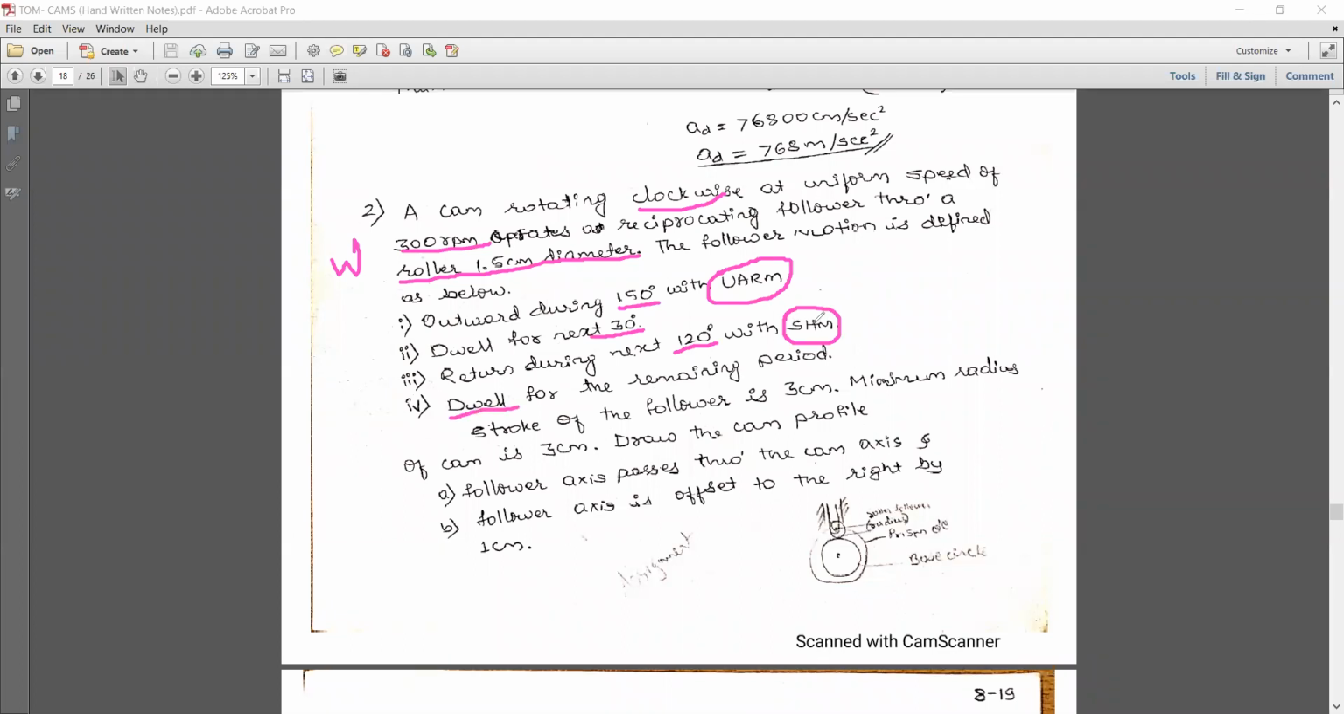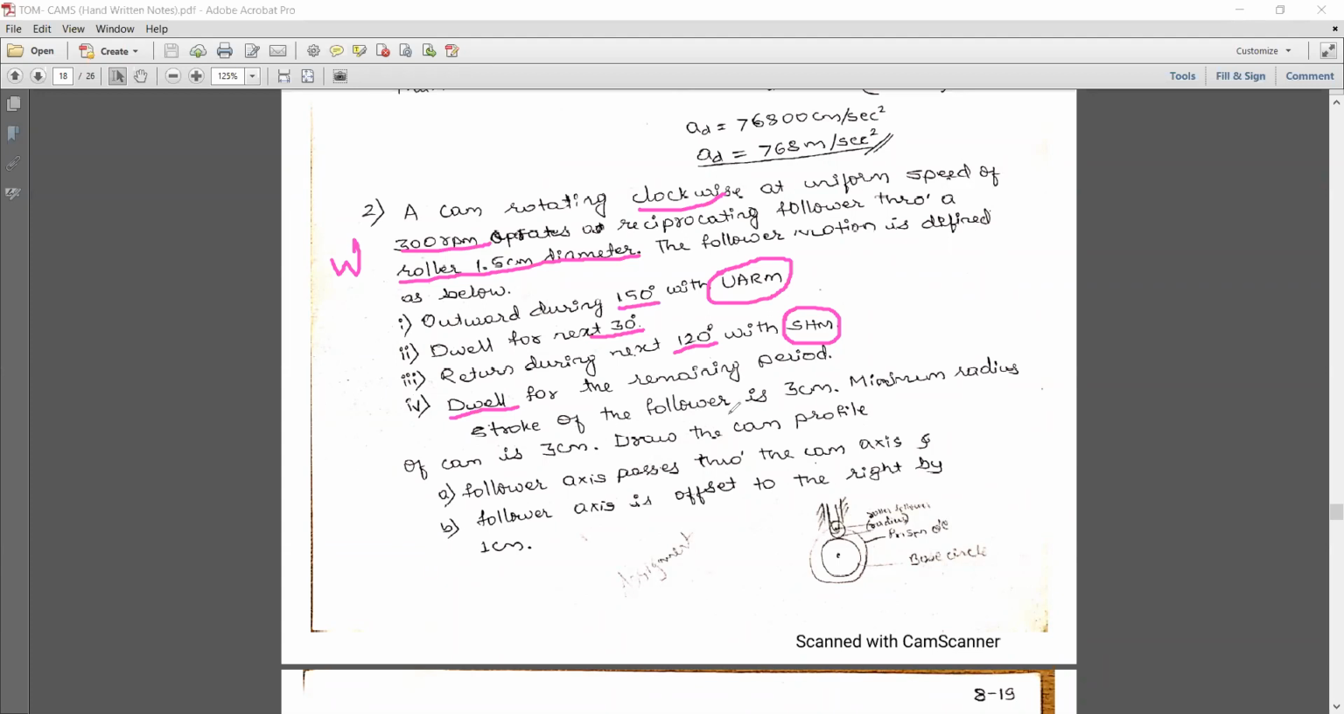At the end of this SHM, wherever the position is, it will remain there for the remaining period. So is it clear? So you understood? So can you hear me? Yes, sir. Okay, fine.